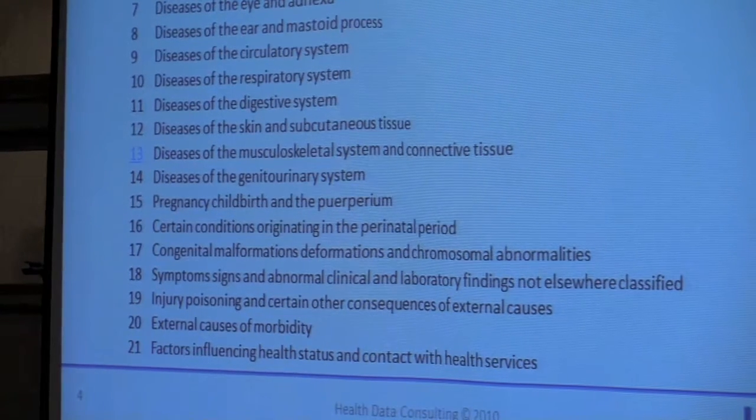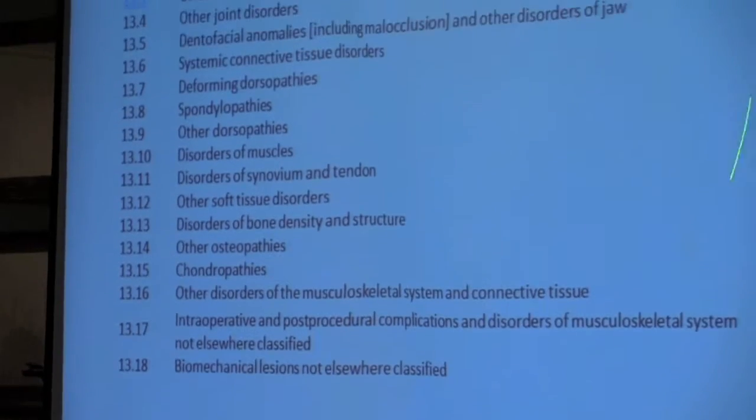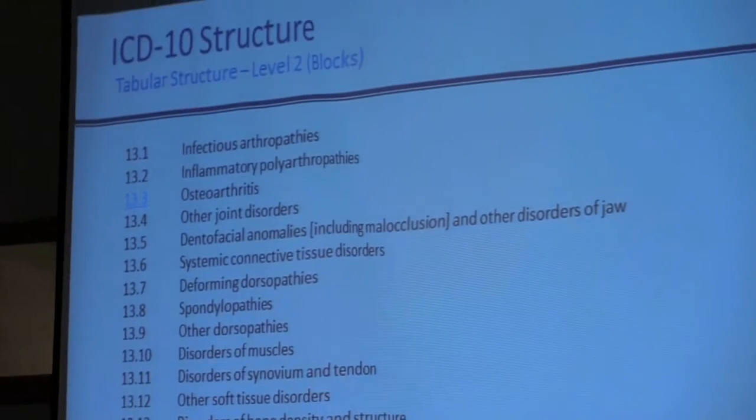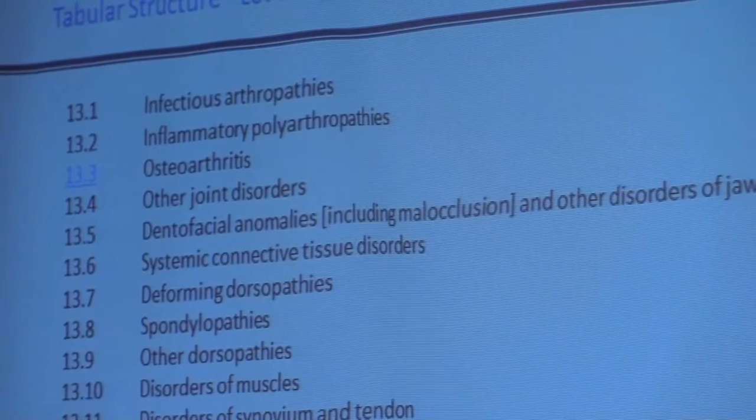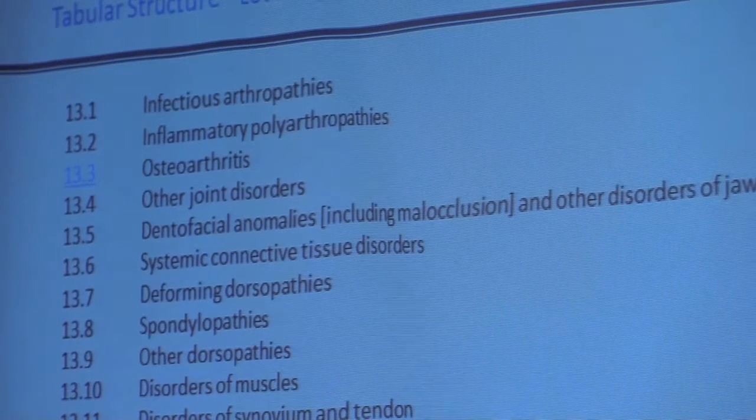But let's just use that example. I'm looking for osteoarthritis. Look at the tabular index. The next level down are what's called blocks. So you go from chapters down to blocks, and blocks are groups of codes at the 3-character level.